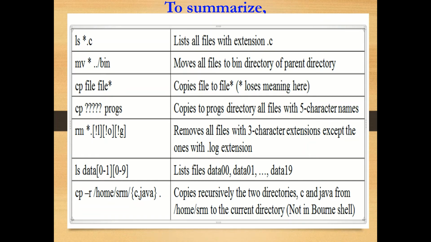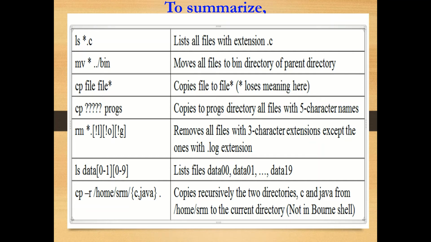ls *.c lists all the files with extension c. mv * ../bin moves all the files to the bin directory of the parent directory. cp file* copies file to file*, where star loses its meaning here.